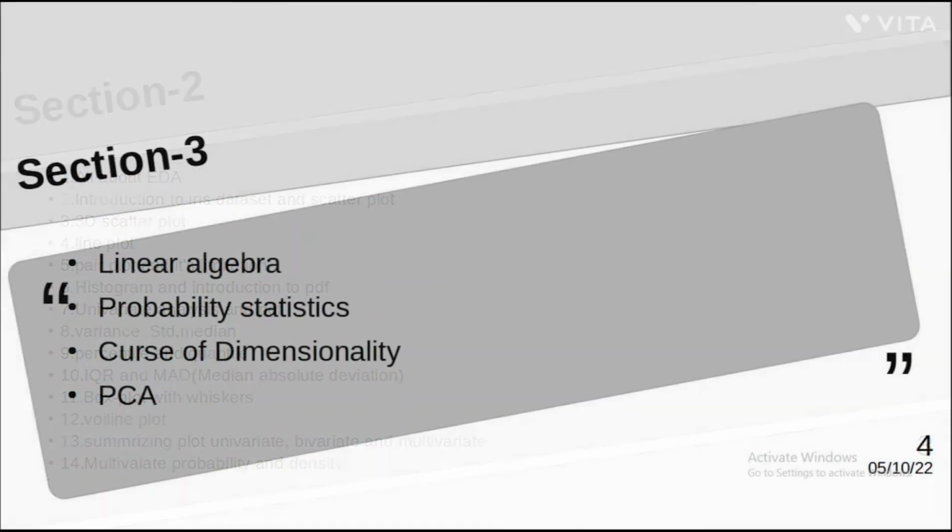In section 3, we are going to learn the main basic theory which is used by many data scientists to identify patterns. These topics are linear algebra, probability, statistics, curse of dimensionality, and PCA. PCA basically is not a theory, it's a tool. With the help of this tool, you can easily visualize 300-dimensional data in two-dimensional data.